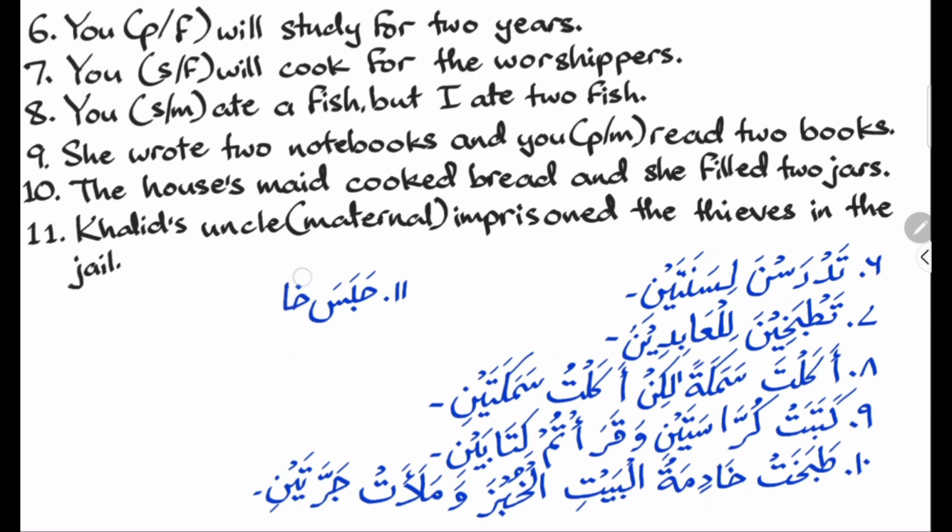Habasa khalu Khalidin. Khalidin is getting a kasra, or double kasra, because it's mudaf ilayh. Imprison the thieves. Now thief in Arabic, singular, is as-sariq. The plural would be as-sariquna or as-sariqina. Now over here, since it's in halatul nasab, because it's coming as a maf'ul, it will be as-sariqina and not as-sariquna.